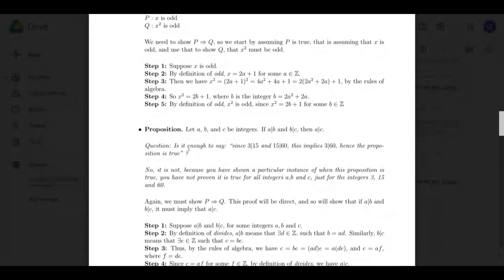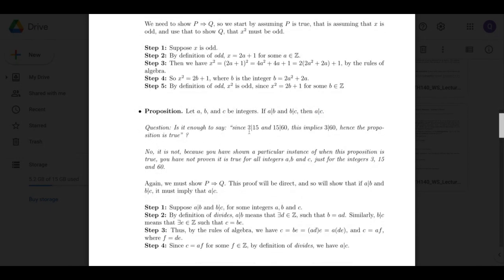Let's see this proposition. Let A, B, C be integers. If A divides B, so A is a factor of B, A is a divisor of B, and B divides C, that means B is a divisor of C, or B is a factor of C, then A is a factor of C, or A divides C. All right, so let's see. Question: is it enough to say that since 3 divides 15 and 15 divides 60, this implies 3 divides 60?